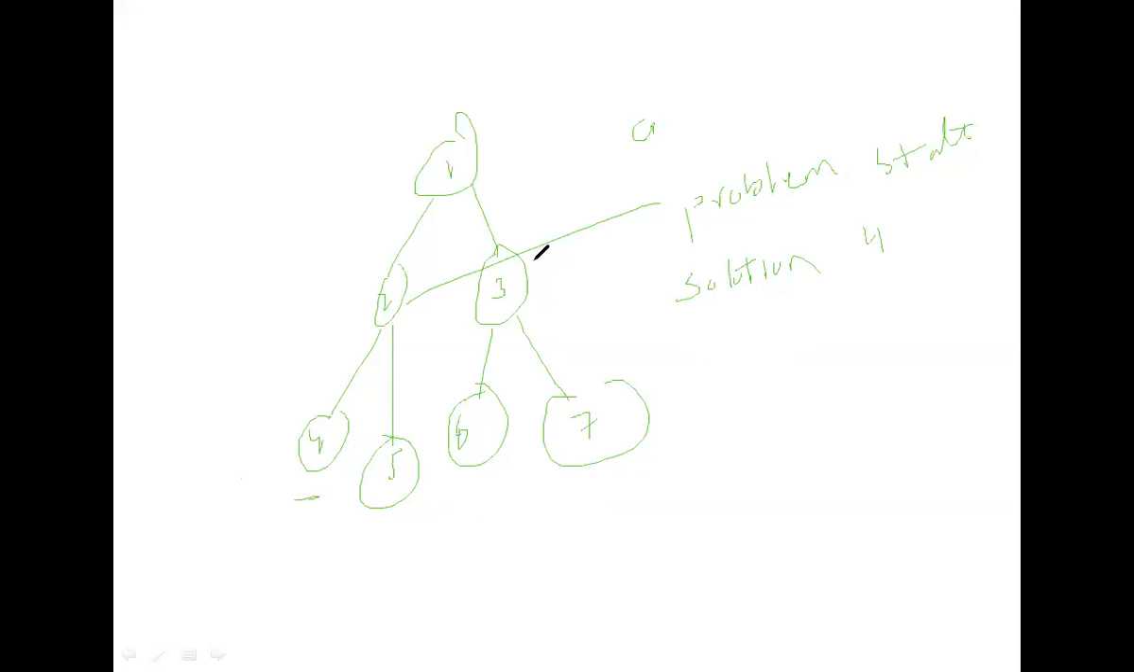Next, coming to the state space tree. This tree organization of the solution space is referred to as a state space tree. The tree organizations that are independent of the problem being solved are called state space trees.